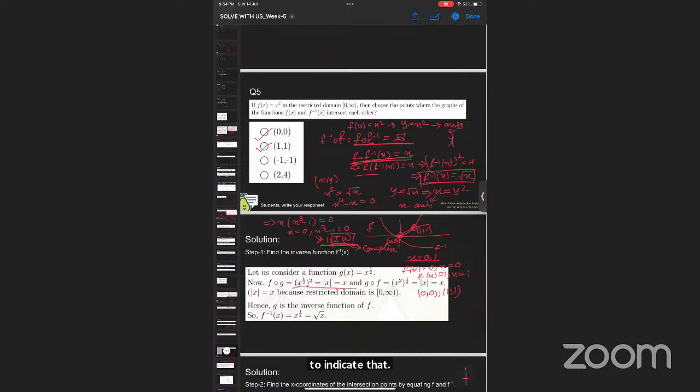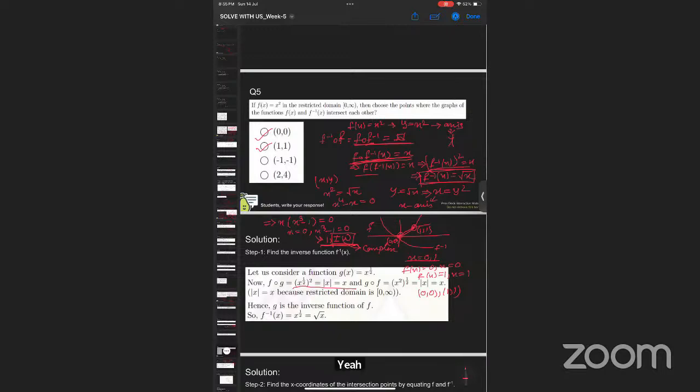For this condition, f inverse compose f is the identity function, right? Yes, ma'am. But how to proceed with this line? Yes, ma'am, this line. How to proceed? Yeah, you know how to do the composition, right?